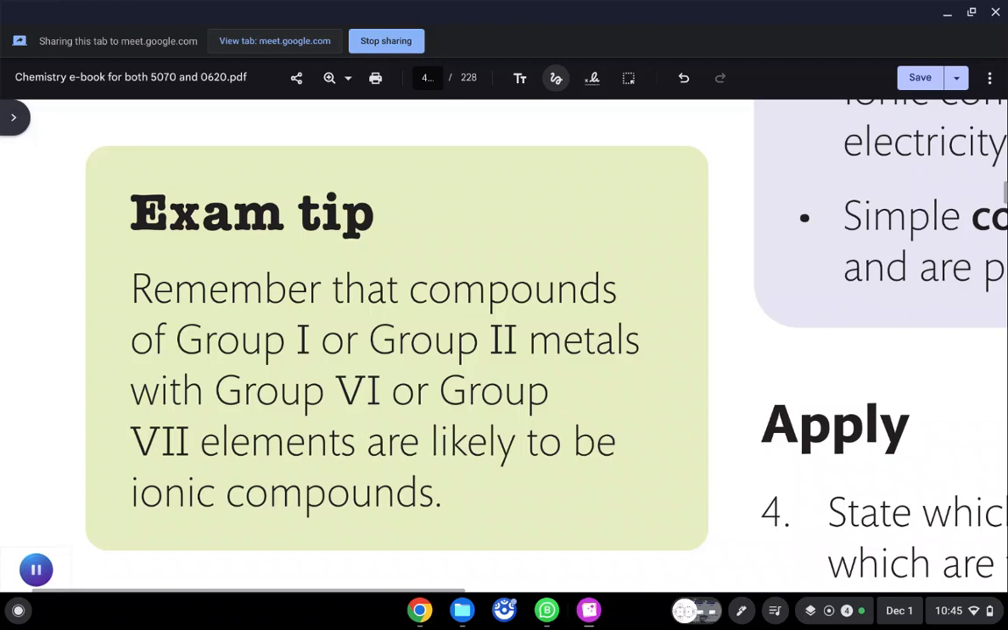So that is why they are mentioning here that group 1 and 2 metals with group 6 and 7 are likely to be ionic compounds. Understood?